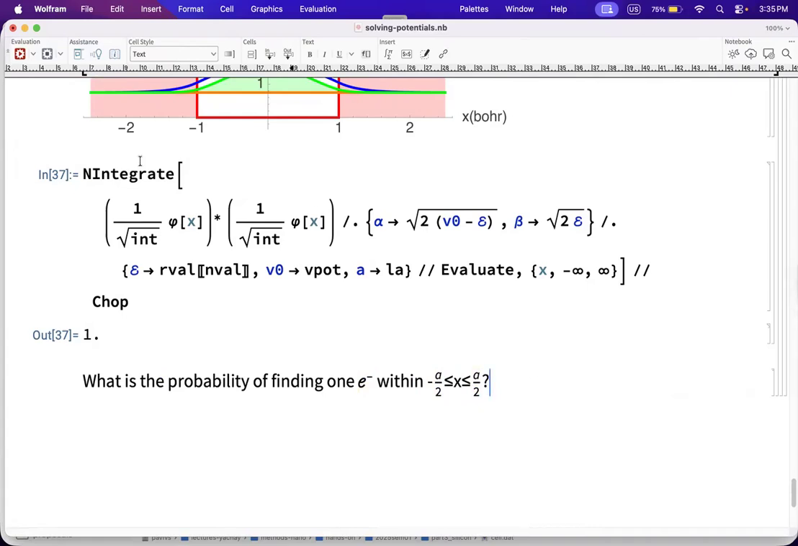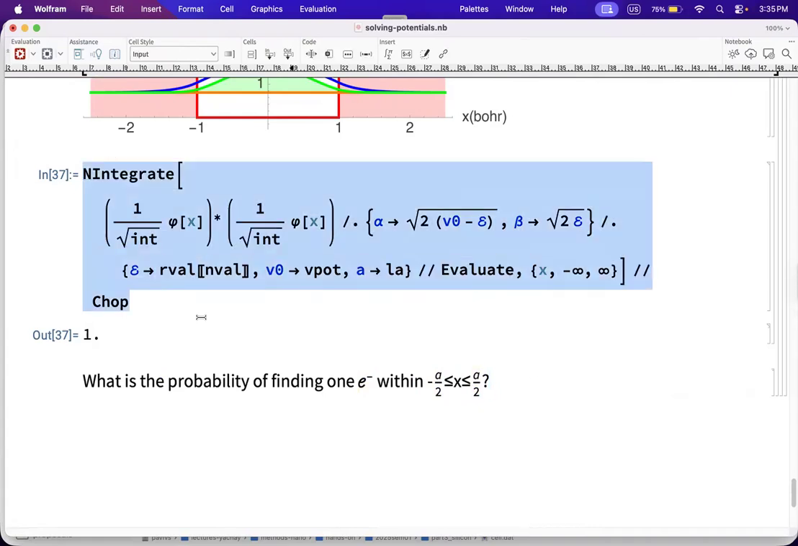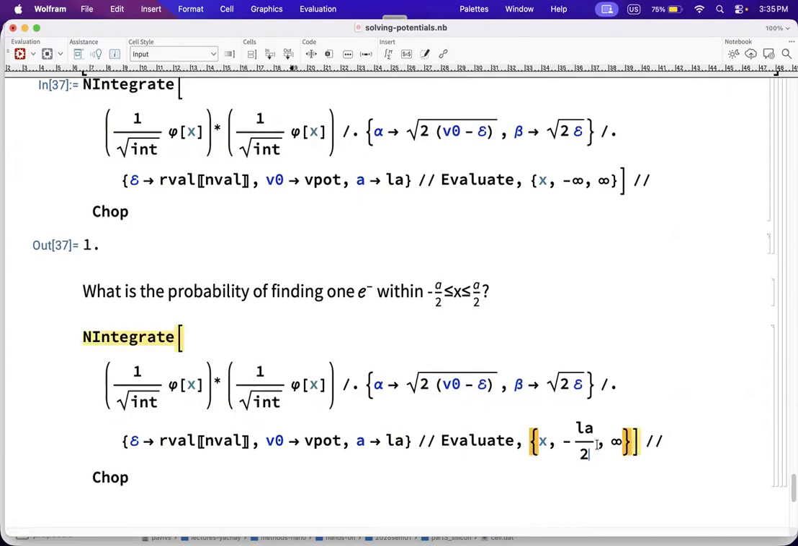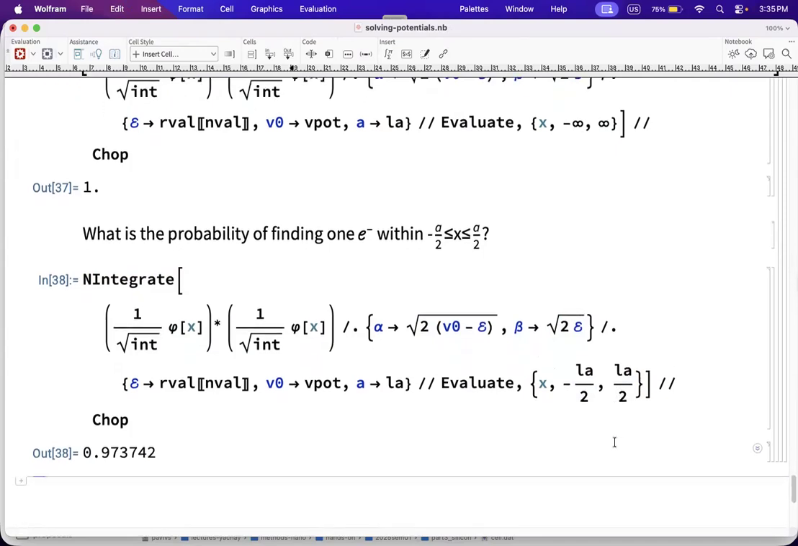How to compute this? Please copy this again, paste it, and now we're going to integrate from minus A over 2 to A over 2. So the probability is 0.97. So it's a 97% probability of finding the electron inside of the well. You see? Very interesting. It's not 100%. Why? Because there is this so-called barrier penetration. Okay?